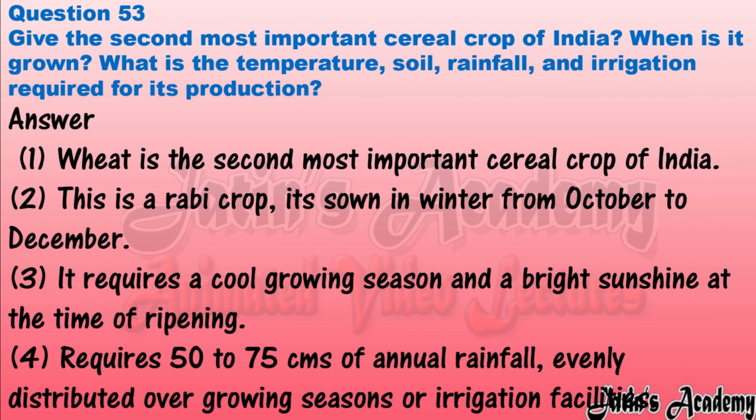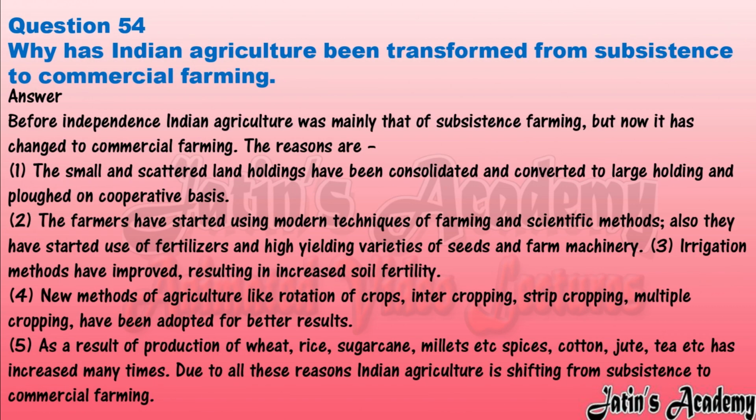It's sown in winter from October to December. 3. It requires a cool growing season and bright sunshine at the time of ripening. 4. Requires 50 to 75 cm of annual rainfall, evenly distributed over growing seasons or irrigation facilities. Question 54. Why has Indian agriculture been transformed from subsistence to commercial farming?